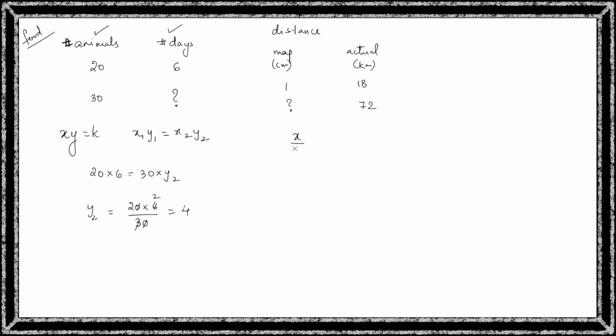That means we are talking about x by y equal to constant, or x1 by y1 is equal to x2 by y2. So let me write 1 by 18 is equal to x2 by 72, implies x2 is equal to 72 by 18, which is nothing but 4 centimeters. So that is your answer for this question.